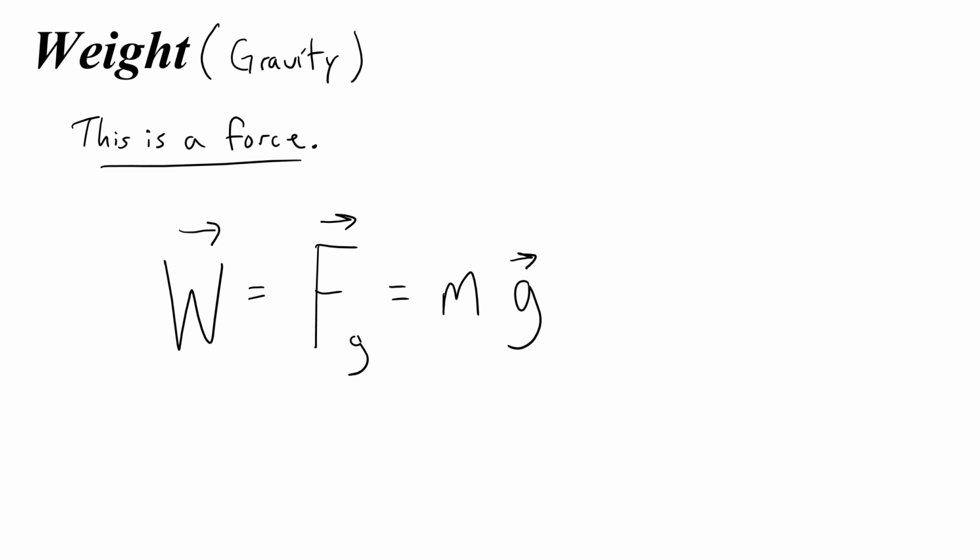Now, here is a fun thing. 9.8 is a really annoying number because it's almost 10. So to help us out with all of our force problems going forward, we are going to say that g, the acceleration due to gravity, is really 10 meters per second squared instead of 9.8, and that'll make some of our mental math a little bit quicker.